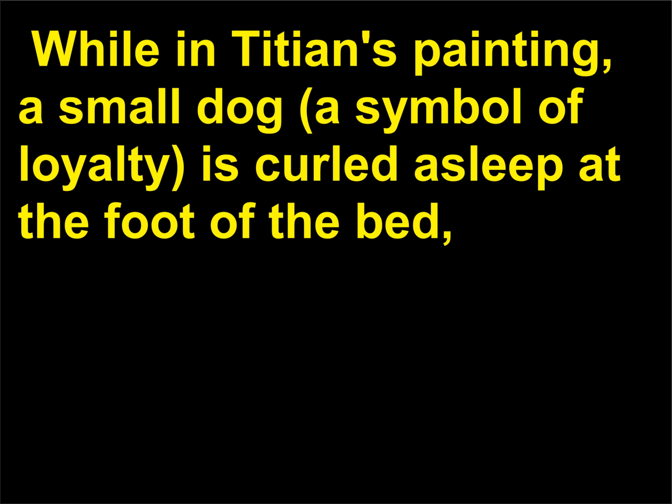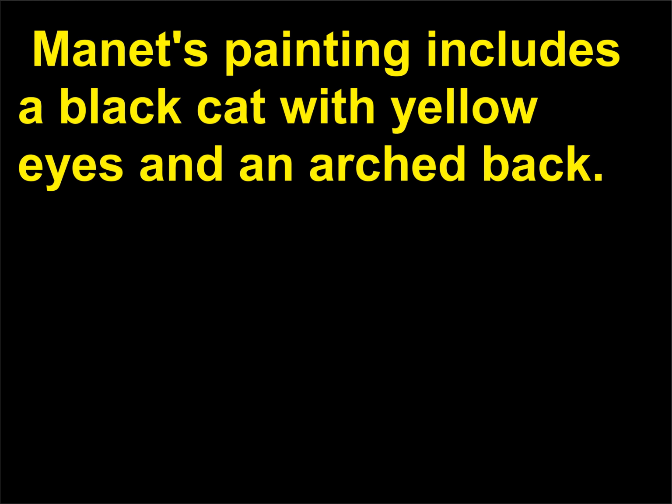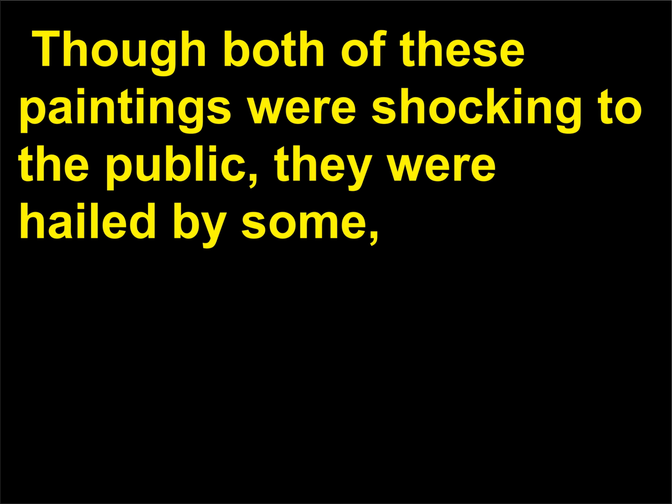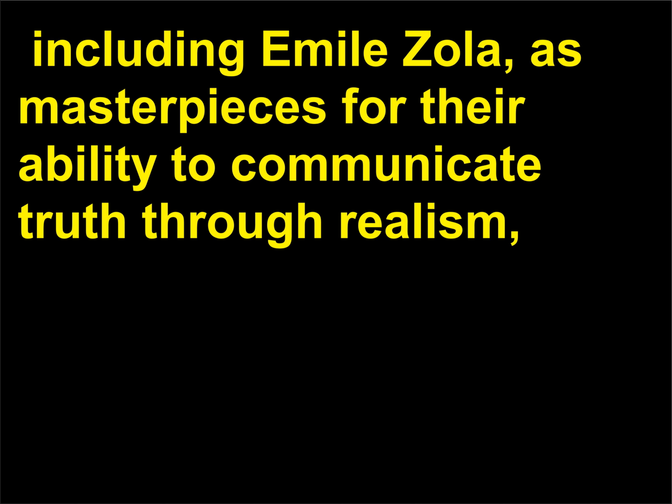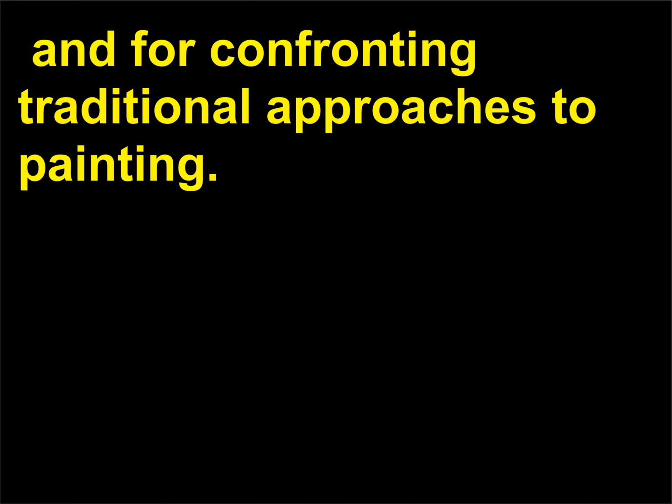While in Titian's painting, a small dog, a symbol of loyalty, is curled asleep at the foot of the bed, Manet's painting includes a black cat with yellow eyes and an arched back. Though both of these paintings were shocking to the public, they were hailed by some, including Émile Zola, as masterpieces for their ability to communicate truth through realism, and for confronting traditional approaches to painting.